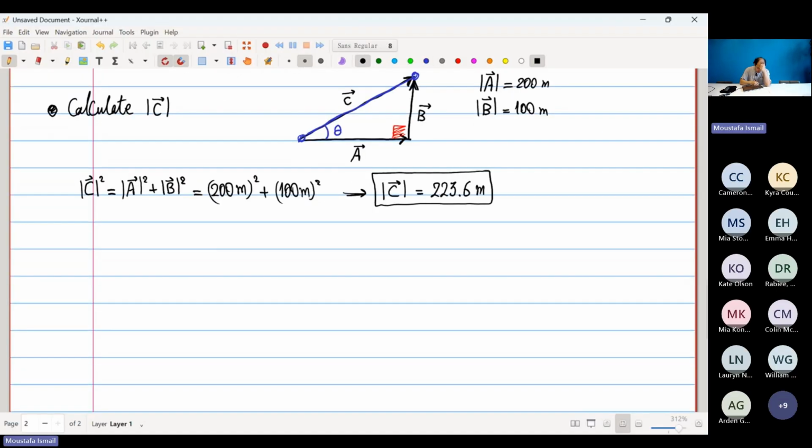Okay, so to do that, we can do trig. This is again a right angle triangle. So I can use the tan of the angle as the opposite over adjacent. So tan theta is opposite over adjacent.